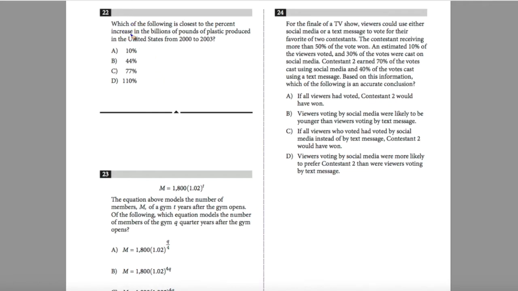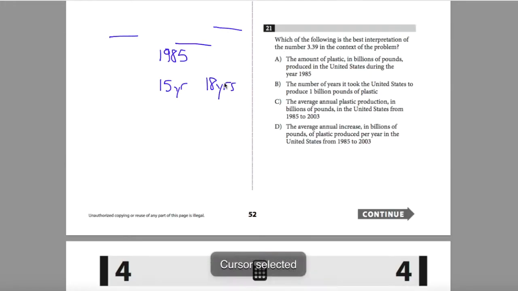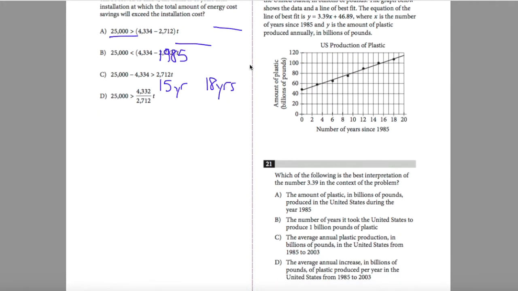Okay, question 22. Which of the following is closest to the percent increase in billions of pounds of plastic produced in the United States from 2000 to 2003? I hope you remembered that it was from 1985, and I know that the difference between 2000 and 1985 is 15 years, and the difference between 1985 and 2003 is 18 years. So I'm going to slide back up to my graph, or the chart, so I can see what's happening. And I'm attempting to look for the percent increase. I'm going to go to my 15 years here, and my 18 years here.